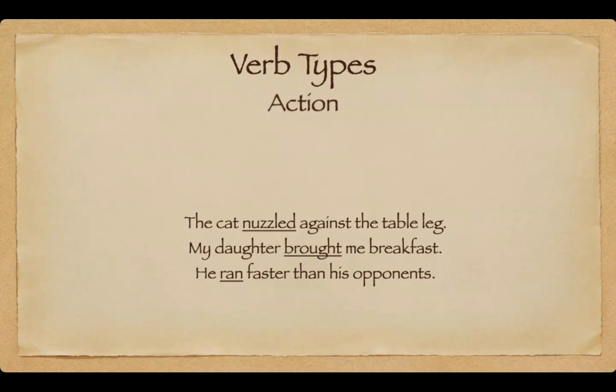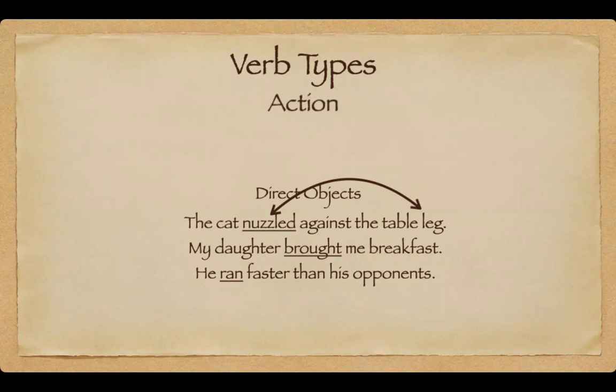Now, sometimes an action verb is followed by what we call a direct object, a word that receives the action. In our first example, the cat nuzzled against the table leg. In order to determine which word is the direct object, we have to ask what was nuzzled, nuzzled being the verb. Was it the cat? Nope. Was it the table? Nope again. How about the leg? Yep, the cat nuzzled the leg. All the other words are just modifiers.